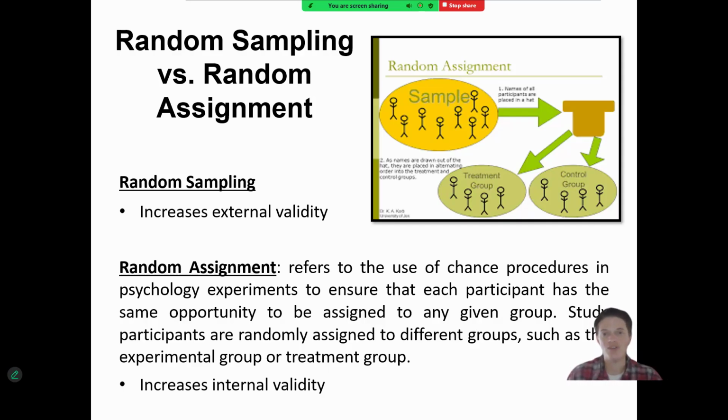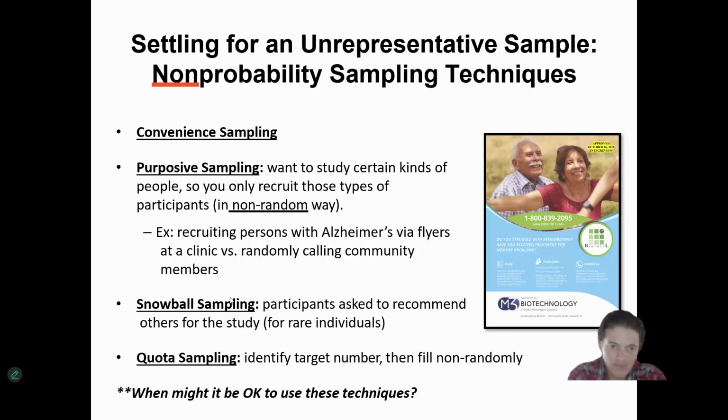So we want to start with making sure we have a really good sample. And then once we go to do our research and we actually conduct our experiment, we then add on top of it this idea of random assignment in order to keep increasing our likelihood of everything being valid. And in this case, looking at internal validity.